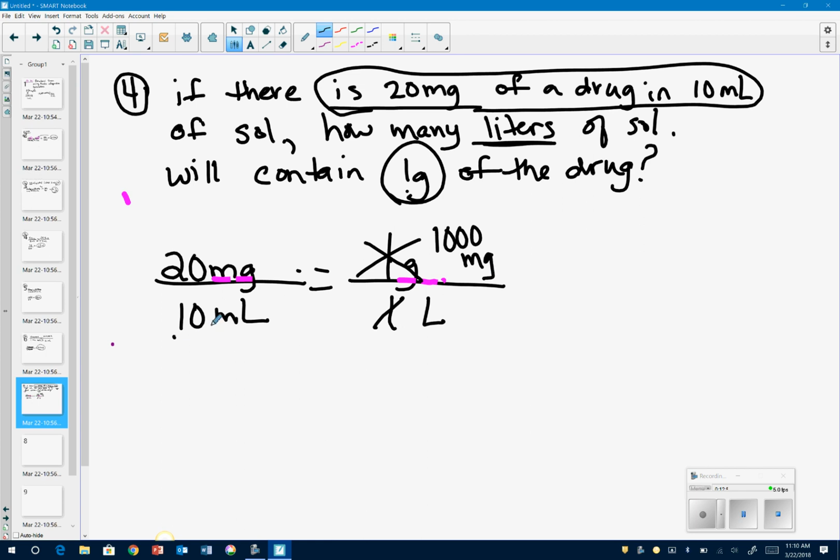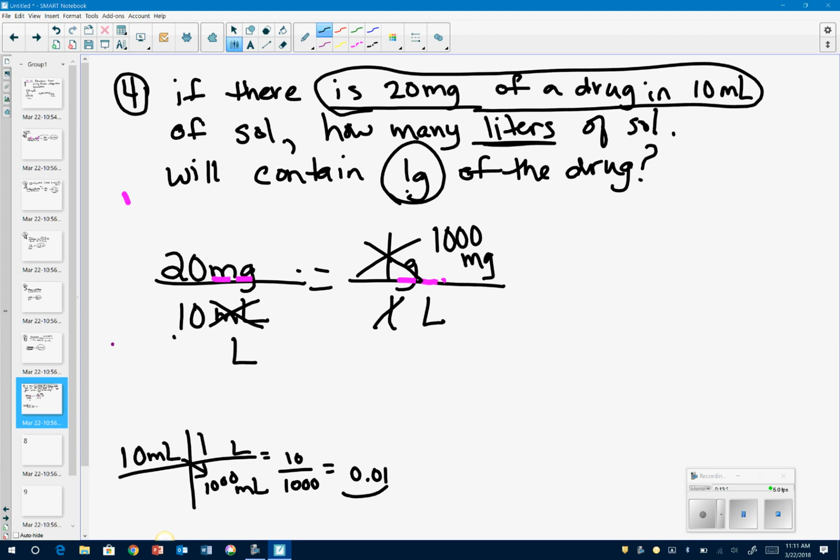Okay, now over here, you're going from milliliters to liters, because you're finding X liters, so this has to be changed to liters. Okay, so on this one you divide by 1,000, but if you forgot how to do that, just memorize it. So do your cross, 10 milliliters. You have milliliters here, and liters. And just remember 1 liter is equal to 1,000 milliliters. So that'd be 10 divided by 1,000. Okay, and then you come up with 0.01. Okay, so that would go here.